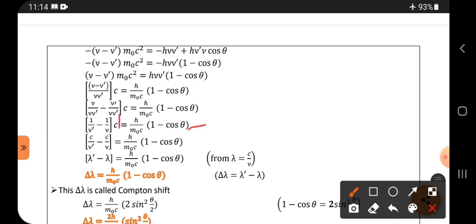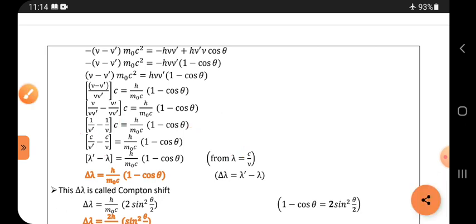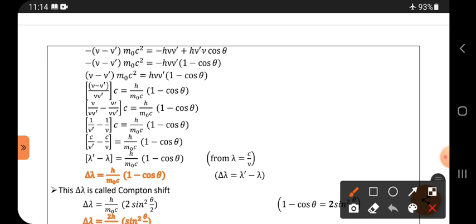Next, multiply the c value inside. So it becomes c by nu dash minus c by nu. So c by nu can be written as lambda. If you have c by nu dash, write it as lambda dash. Okay, so c by nu is lambda. But here c by nu dash is there, so that is written as lambda dash.